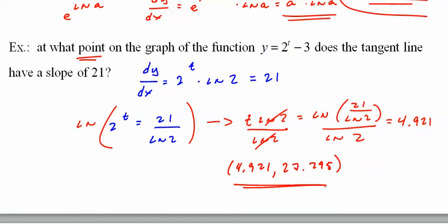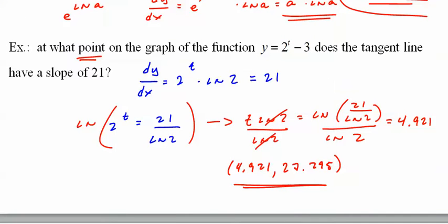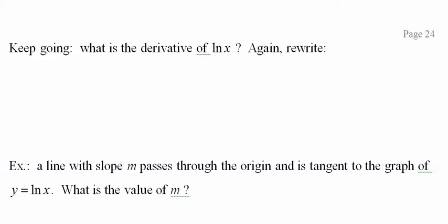Sorry, I thought I was doing the slope. If you want to find out that slope works, then do 2 to the t times ln of 2: 2 to the 4.921 times natural log of 2. Always do that. Times natural log of 2. There's 21. And there's the point.